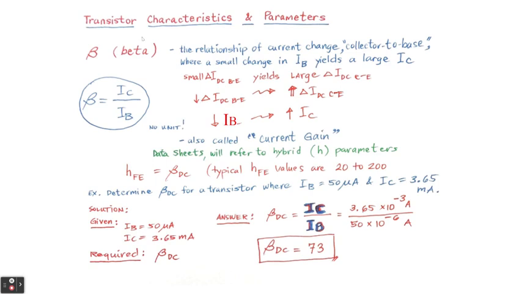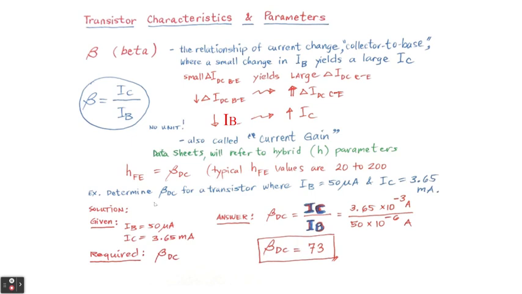Now, for the transfer characteristics and parameters, as I have mentioned, the calculation for beta is equal to IC over IB, and a small change in the IB will result in a large change in the IC. You can also represent beta as HFE, and this is referred to as a hybrid parameter.